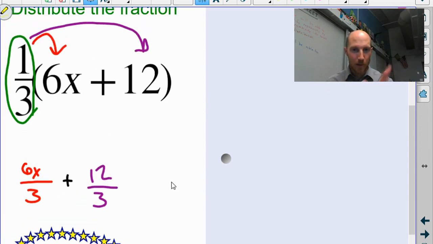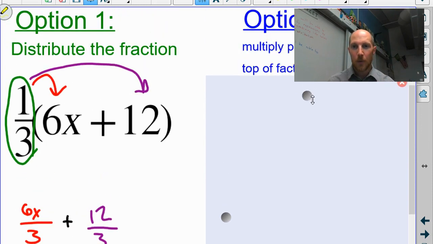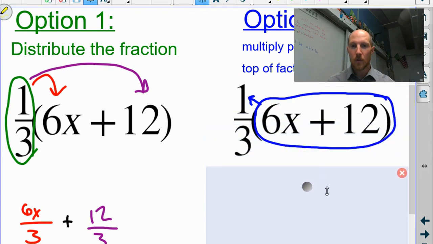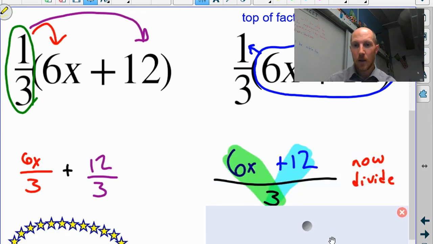Okay, we're going to get the same answer, but here's a second option. Option number 2 is, rather than taking the whole fraction and distributing it, I can take the group and multiply it onto the top of the fraction. So I can take the 6x plus 12, that whole group, multiply it onto the numerator, and multiplied by 1, the 6x plus 12 will stay the same. So I get 6x plus 12 on the top. That whole thing divided by 3.